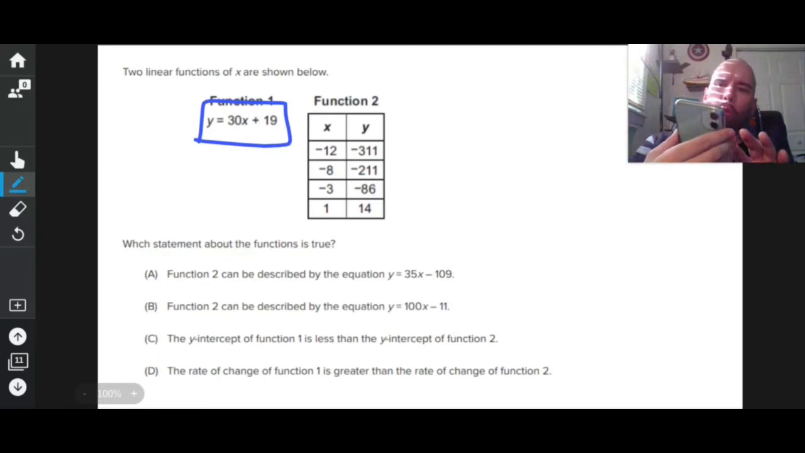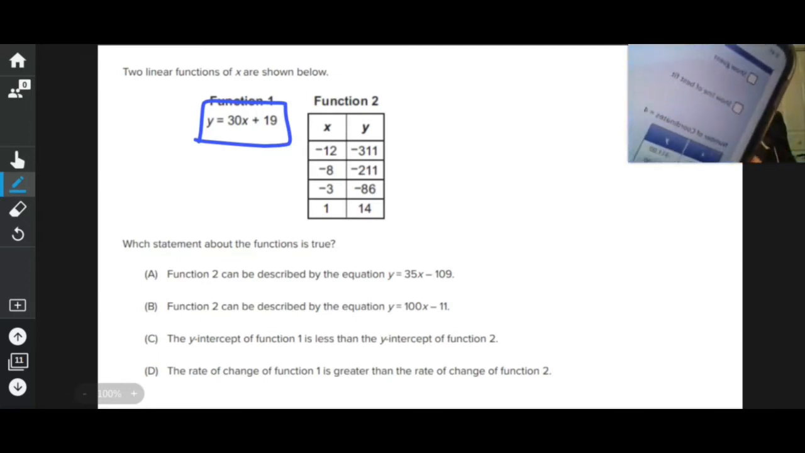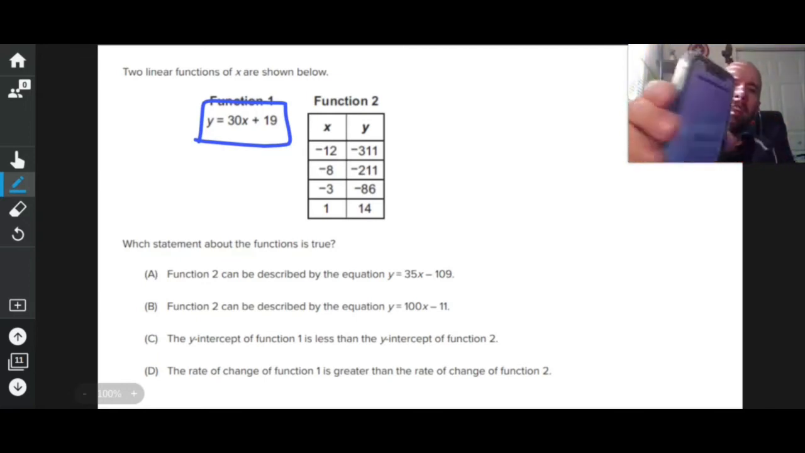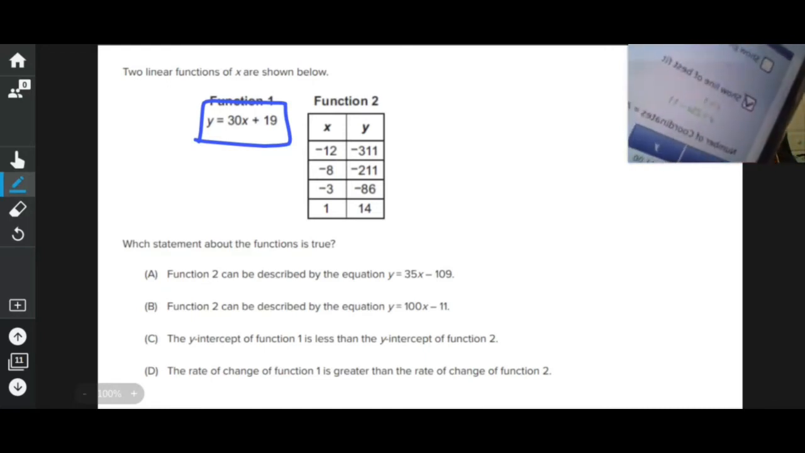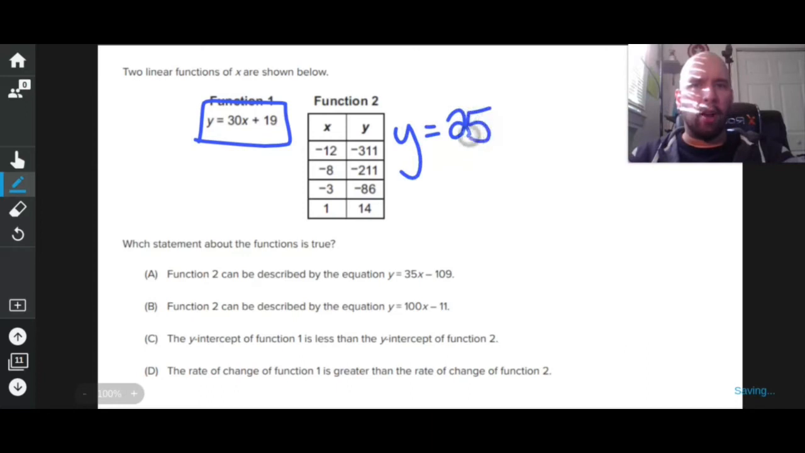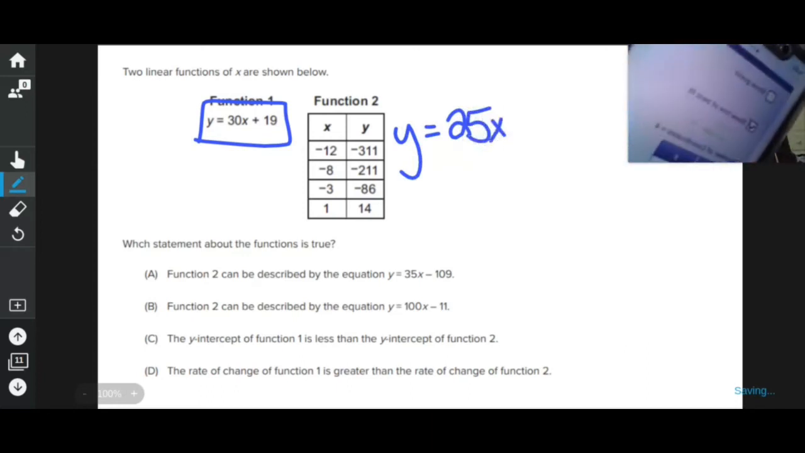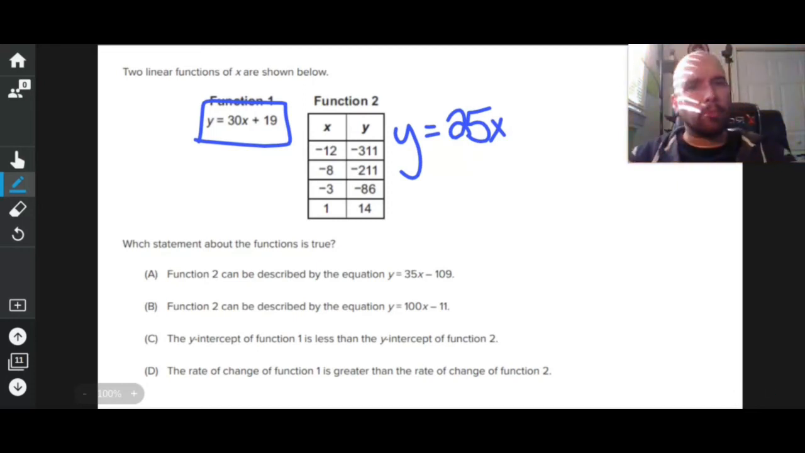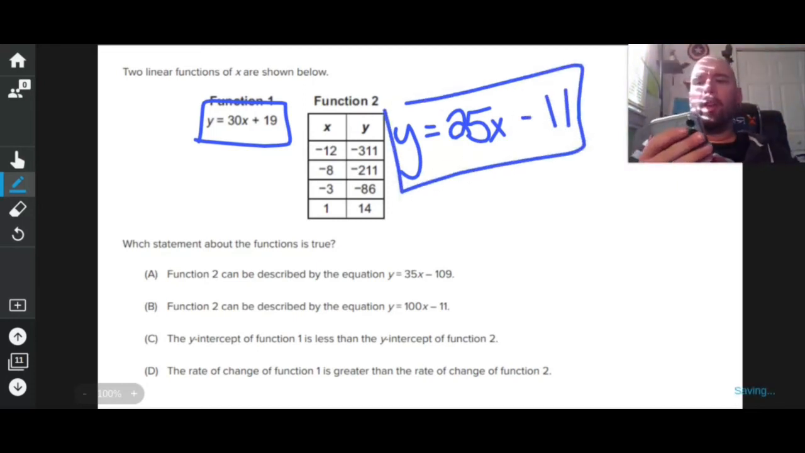But if I scroll up and click on show the line of best fit, it shows me y equals 25x minus 11. This one is y equals 25x minus 11. So that's function 2.